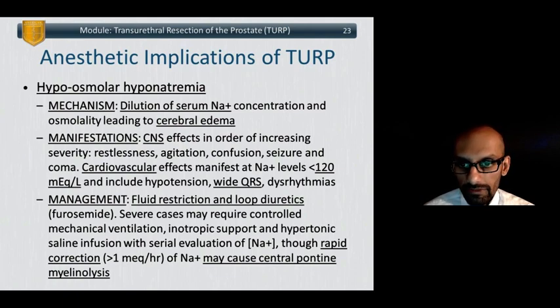Cardiovascular effects tend to manifest once your sodium levels drop to about 120 or less and can include hypotension and arrhythmias. Again, managing these patients includes loop diuretic diuresis. Severe cases may require controlled mechanical ventilation and inotropic support with serial evaluation of sodium concentration, and you don't want to rapidly correct the sodium if you can avoid it.